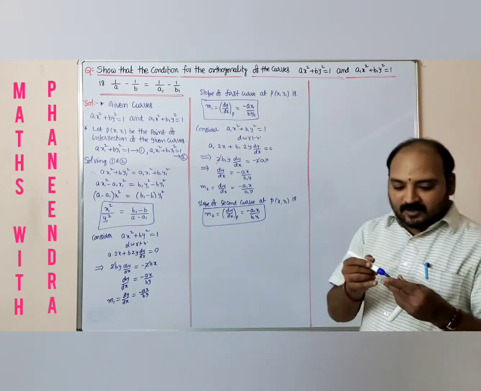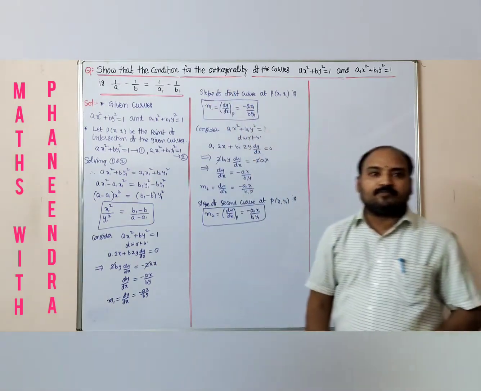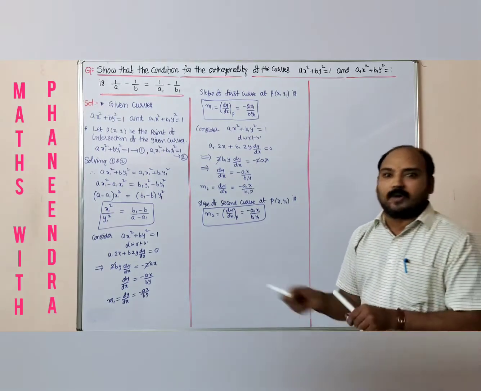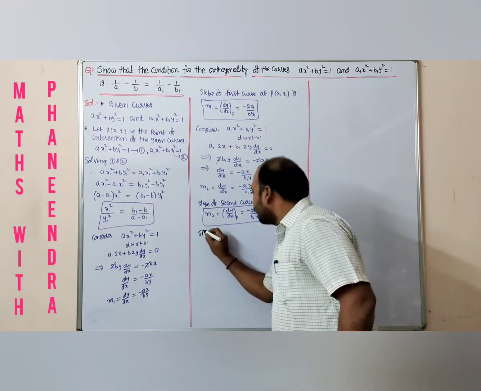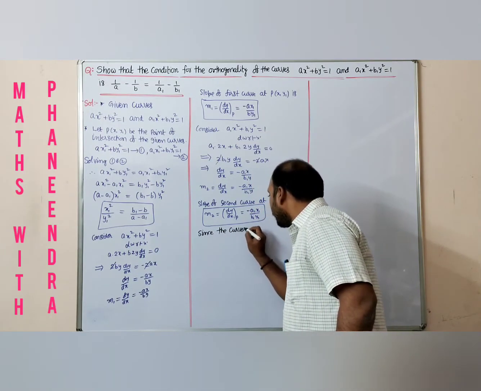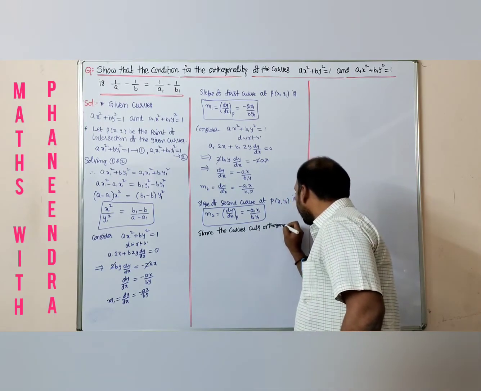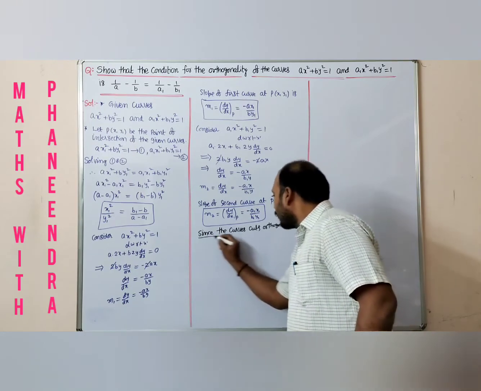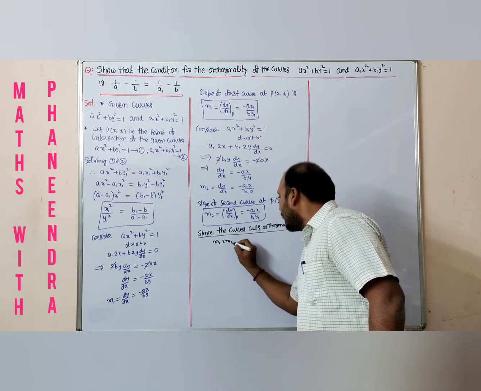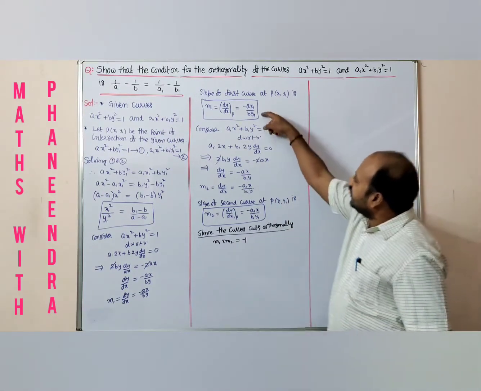What is the condition for the given curves? The condition for orthogonality. Since the curves cut orthogonally, the condition is m1 m2 equal to minus 1. So the respective values of m1 and m2 here I kept in the boxes.